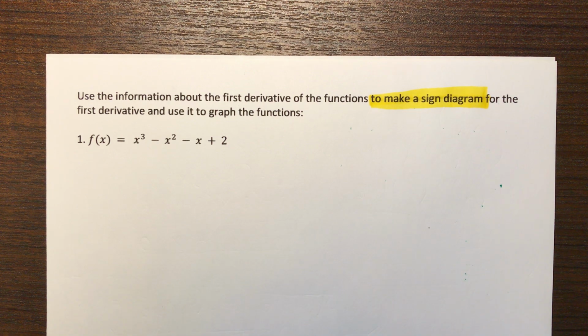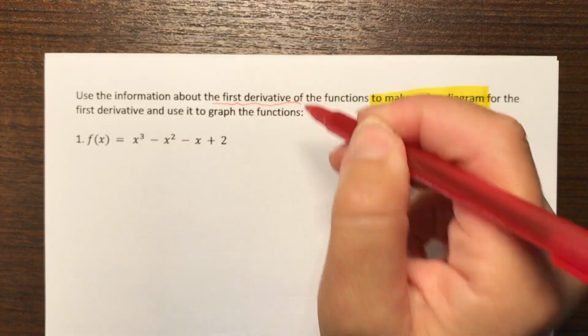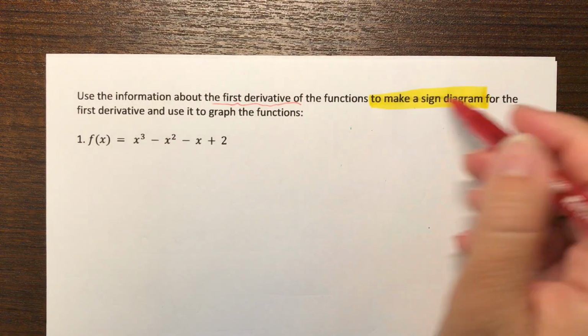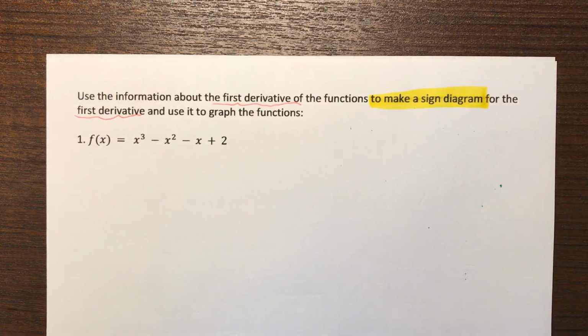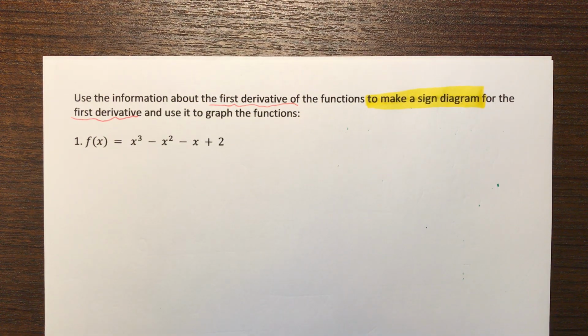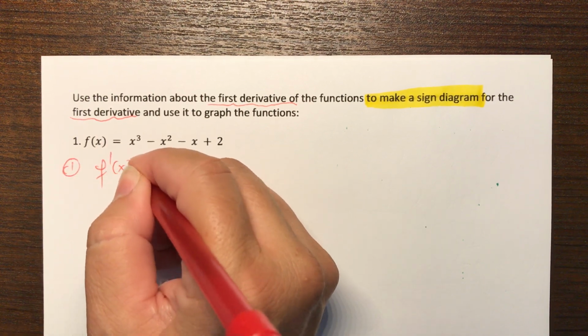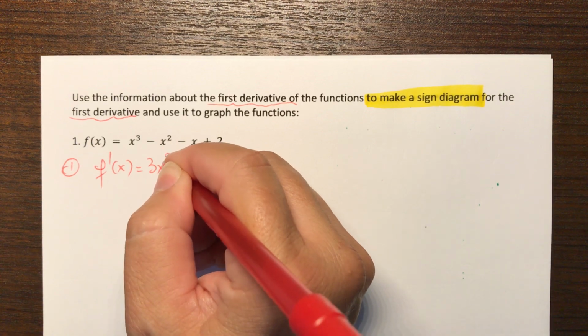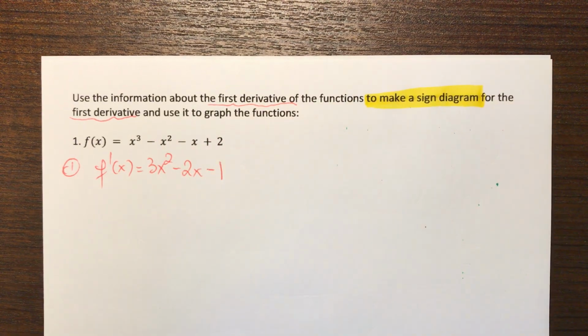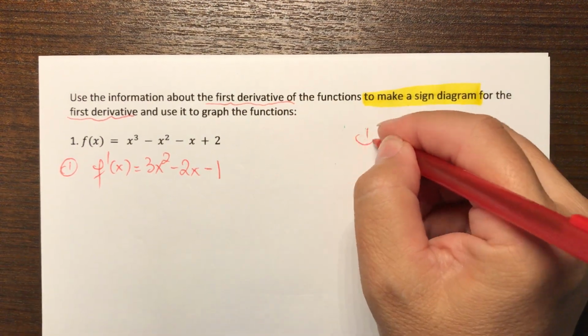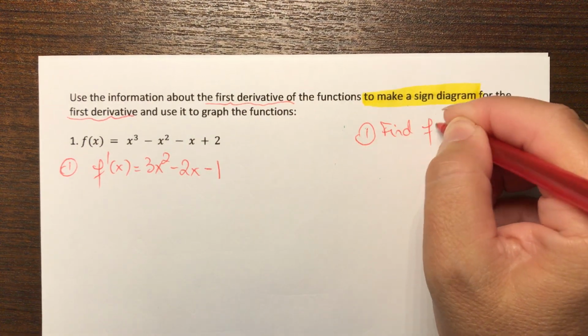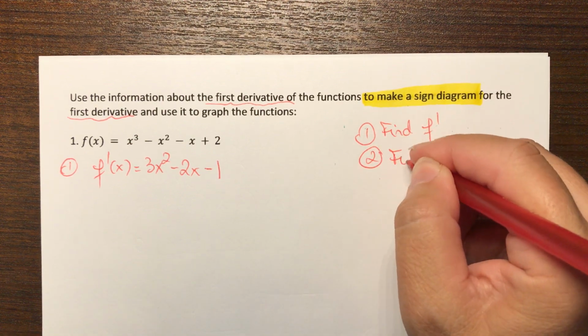Use the information about the first derivative of the function to make a sign diagram for the first derivative and use it to graph the function. So first things first, let's find the first derivative. That's the first step, find the derivative. Okay, well, that's 3x squared... And by the way, we already found it, so the good thing is we don't need to waste more time. It's two pages before, right? We already found the critical points. But again, what are the steps? I'm just going to write it here. Find the first derivative. The second thing, find the critical points.